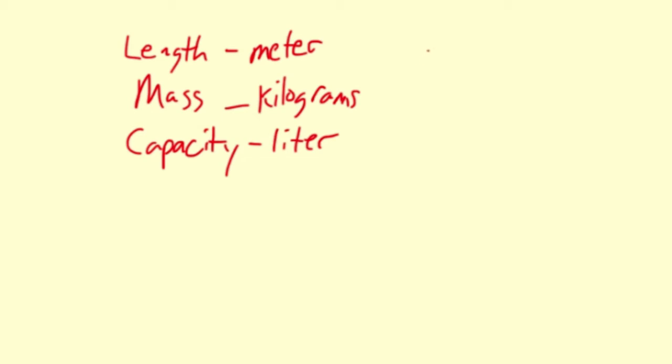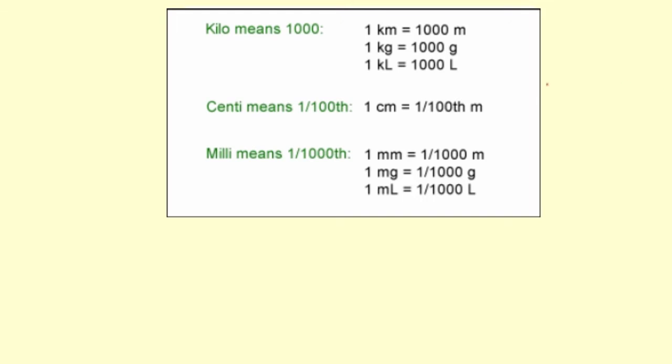Let me show you what you're going to be working with here. There are different prefixes that you can add on to those measurements in order to change the amount of the measure. In other words, kilo means 1,000, so kilometer is 1,000 meters. Kilogram, 1,000 grams. Kiloliter, 1,000 liters. Centi means 1/100th, so 1 centimeter is 1/100th of a meter. So now you're going smaller than a meter. And milli means 1/1000th.